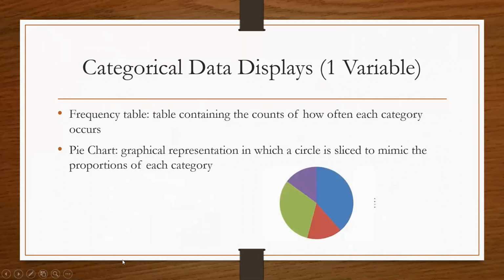All right, so talking about displaying variables, you have a few different ways. One of them is a frequency table, which you see all the time in Minitab. It's basically a table that contains the counts of how often each category occurs. You also have a pie chart, which is a circle that is sliced to show the proportions of each category out of 100.